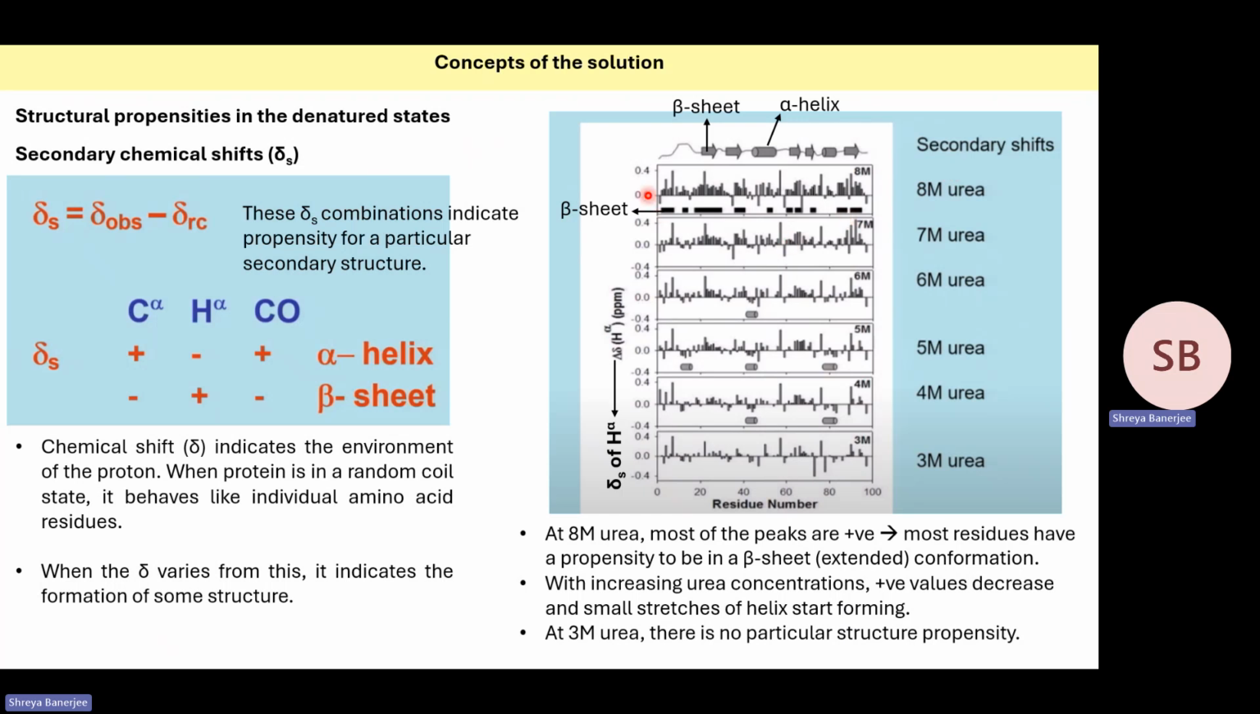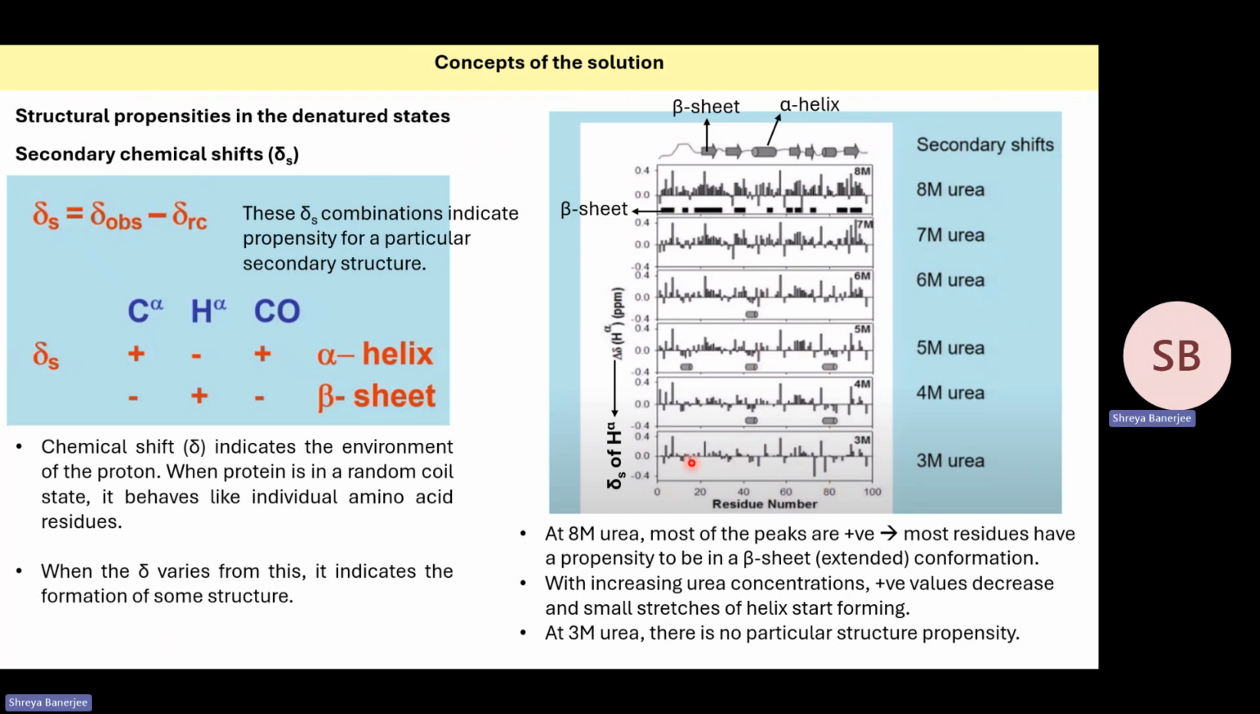You can see that here the H alpha is plotted. So at 8 molar urea concentration, most of the peaks are positive. So most of H alpha being positive indicates a beta sheet. So most of the residues have a propensity to form a beta sheet. As the urea concentration is decreasing, the positive values are reducing. So you can see the beta sheet propensity is reducing.